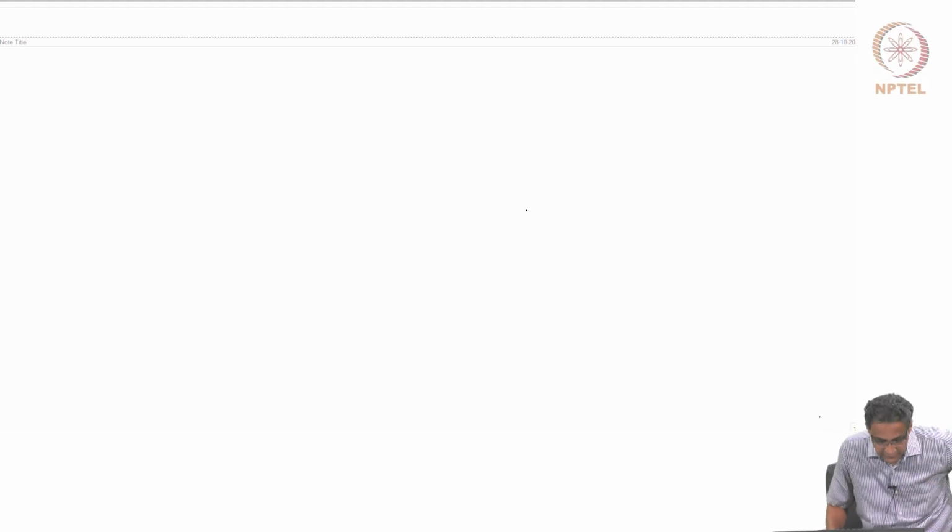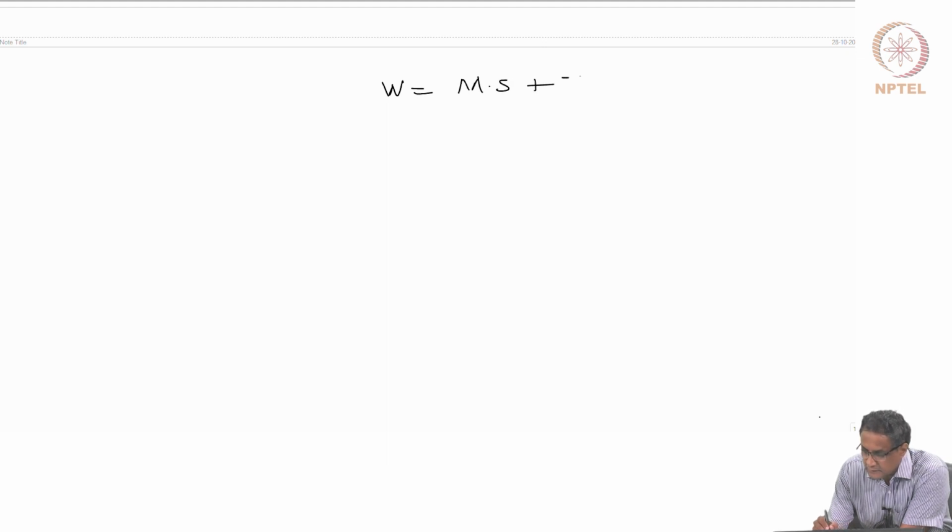Okay, so let's go ahead and complete what we started last time, which was this factorization method. I had come up to the point where I think we had W equal to, what was that, M S plus T? Is that what we had used? Yeah, M into S plus T.